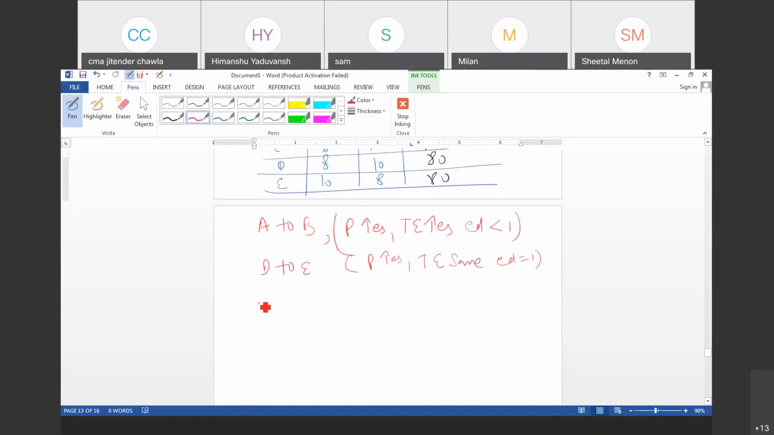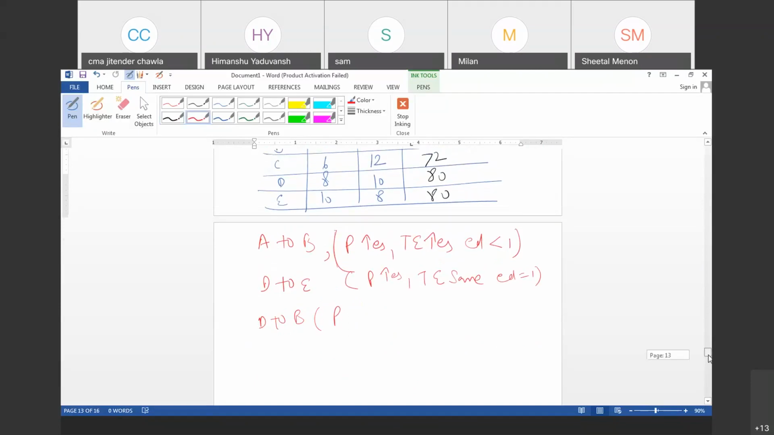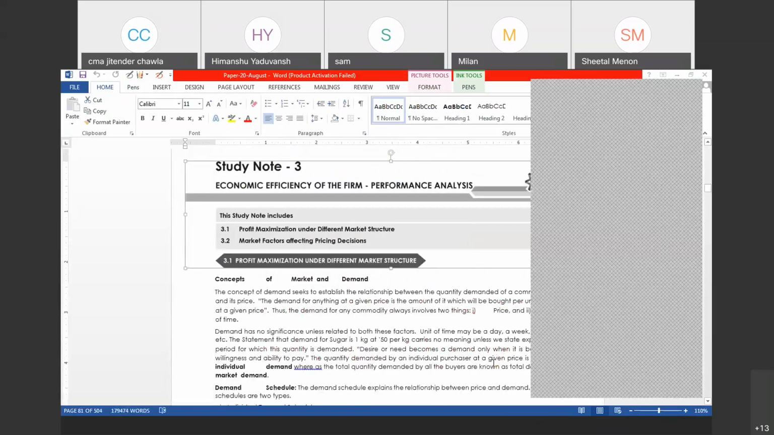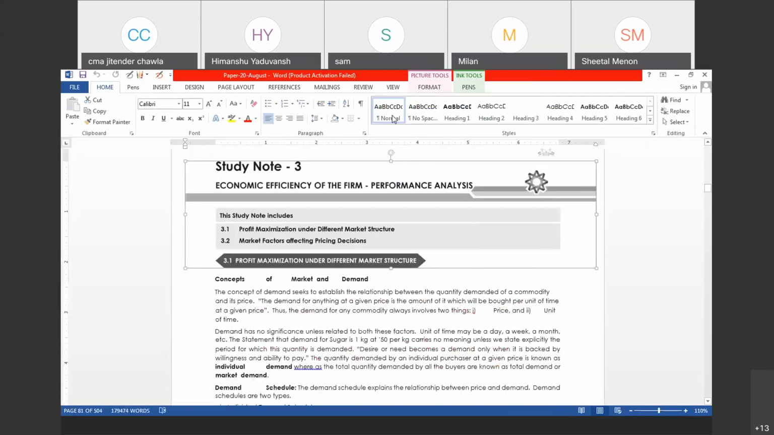Just consider D to B point. What happened to price? If I am here and I am coming to this point, price decreases. And what happened to total expenditure? It also decreases. So ED is again less than 1. Right. Clear? Have I made my point clear?